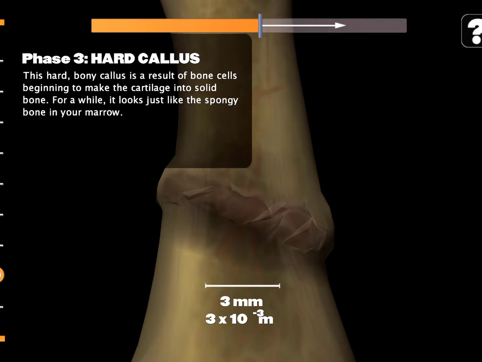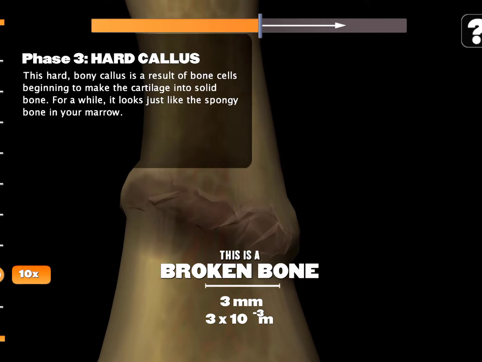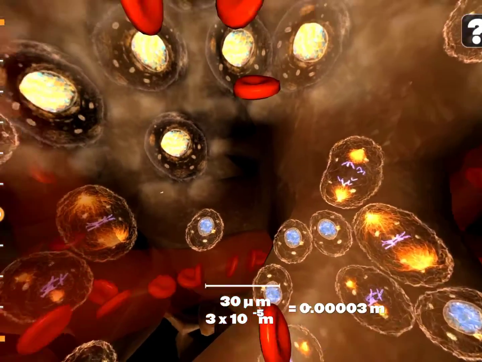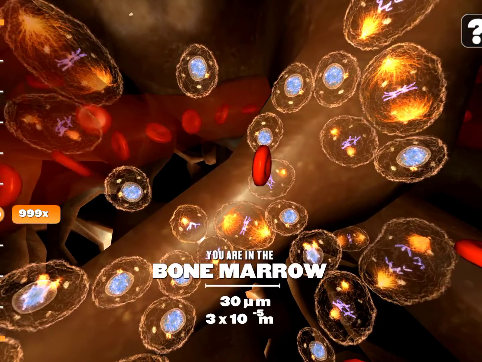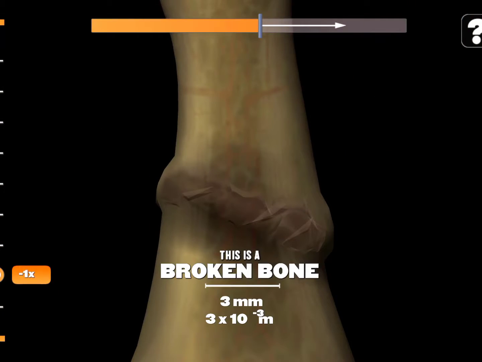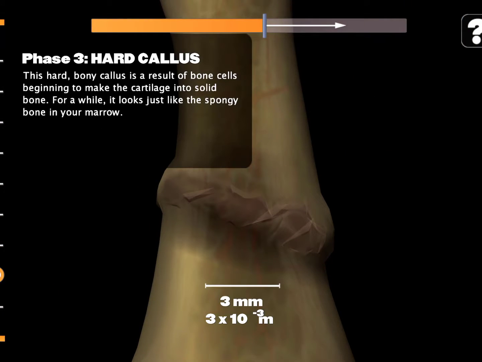Then you can see it becomes more bone-like, and that's the hard callus. This is when the bone begins to make the cartilage into solid bone, so this would be called endochondral ossification. It's taking the cartilage and making it into solid bone. It still looks just like spongy bone in your bone marrow. If we look at this up close, you can see the little plates here. It still looks a lot like spongy bone where it's broken. So that's the hard callus.